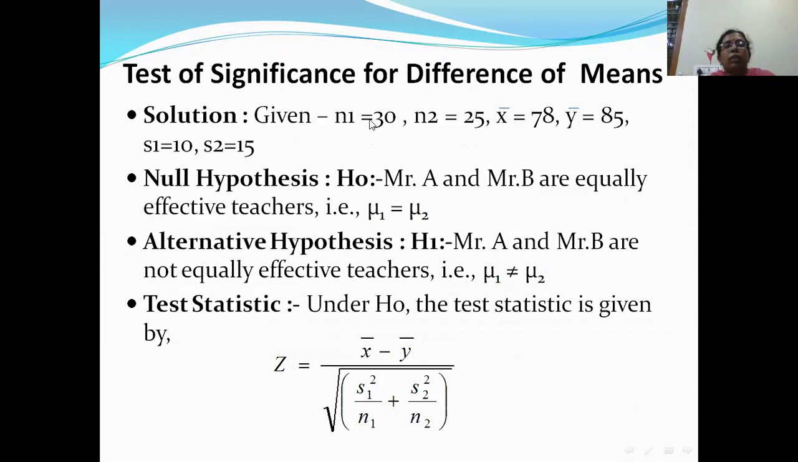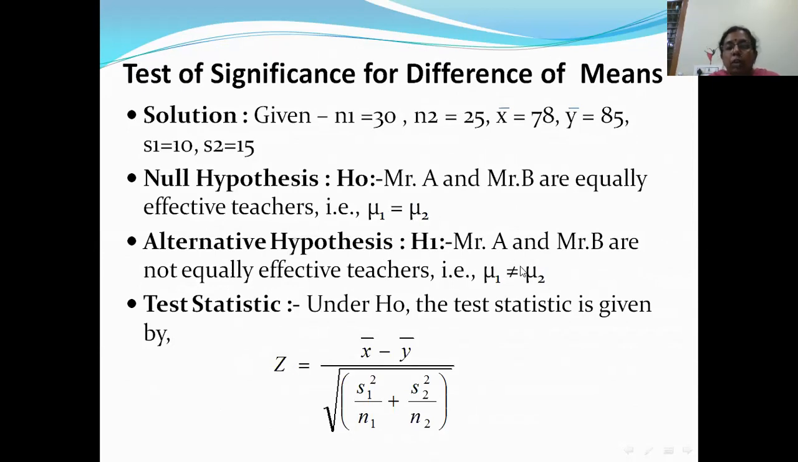So your solution: N1 is 30, N2 is 25, X bar 78, Y bar 85, S1 10, S2 15. So null hypothesis H0 will be Mr. A and Mr. B are equally effective teachers, that is mu1 equal to mu2. Alternative hypothesis H1, Mr. A and Mr. B are not equally effective teachers, that is mu1 is not equal to mu2.